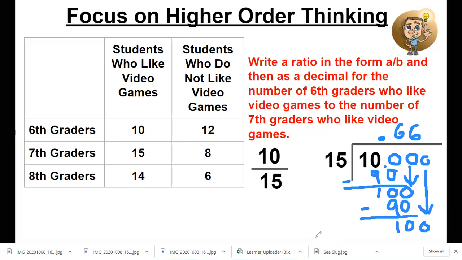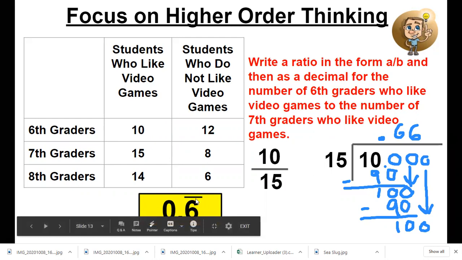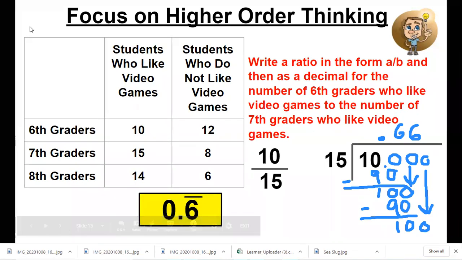Exactly. It's going to be 0.66666666666 forever and ever and repeat. So it's going to be 0.6 with a line over the 6 right here, because the 6 repeats forever and ever. We have just found the ratio of 6th graders who like video games to the ratio of 7th graders who like video games. The answer is 0.66666 repeating.